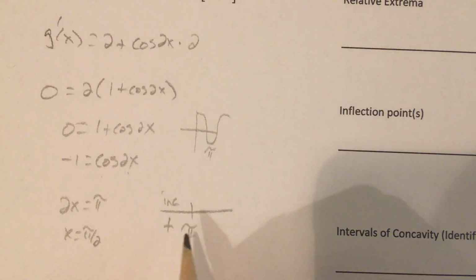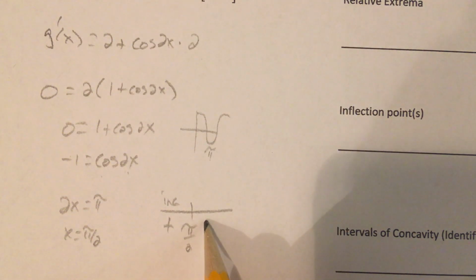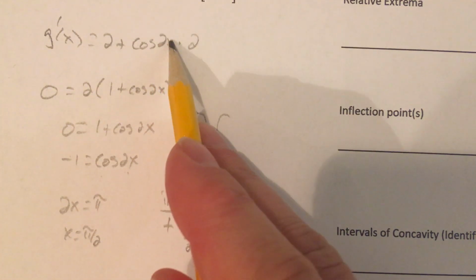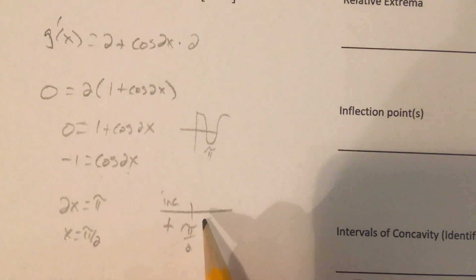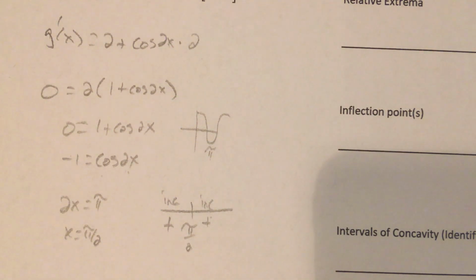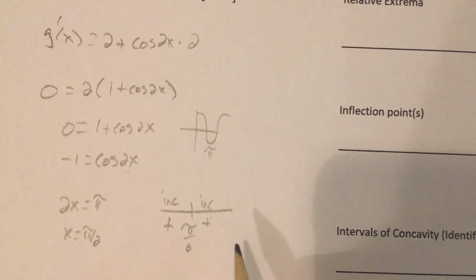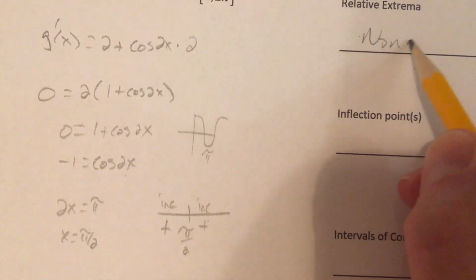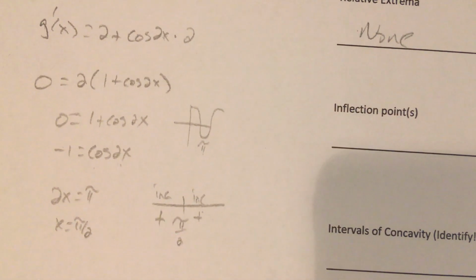All right. And then if I pick something after pi over 2, say pi, and I put it in, the cosine of 2 pi is also 1. So that's also going to give me a positive value, which means my function is still increasing. So at that pi over 2, I don't have a change in the derivative. And so my relative extrema, I don't really have any. There are none, because there was no change there.